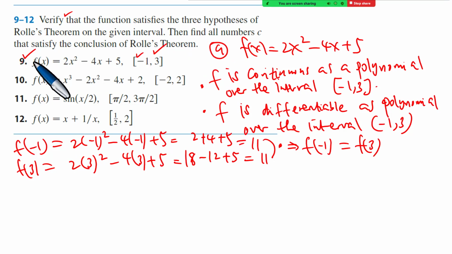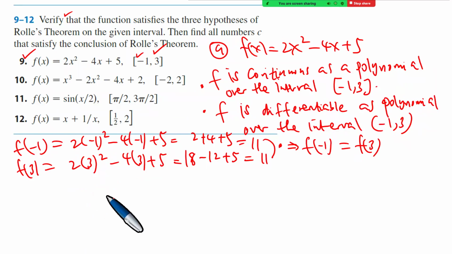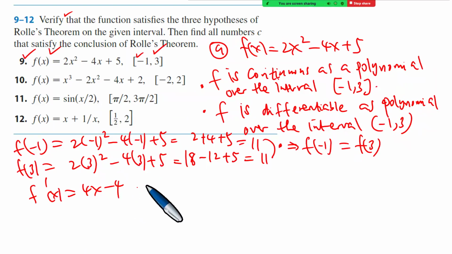Then find all numbers C that satisfy the conclusion of Rolle's theorem. What is the conclusion of Rolle's theorem? The conclusion is that there is a number C in (a, b) such that the derivative of the function equals 0 at C. So we take the derivative of this function. f of x is 2x squared minus 4x plus 5, and therefore its derivative is 4x minus 4.